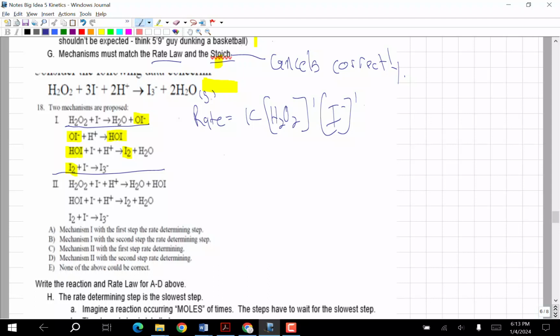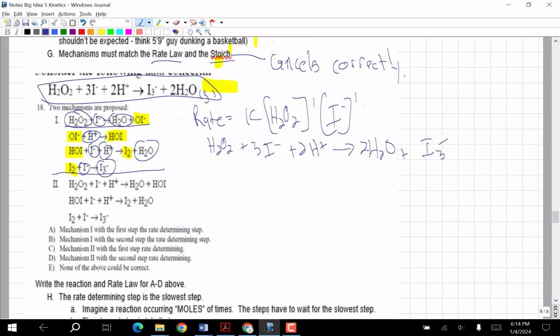On the left-hand side, I have one H2O, I'm sorry, H2O2 plus 1, 2, 3 I negatives. Uh-oh, I missed canceling some H. Oh, nope, they're not canceled, they're in there, plus 2 H positives. See how those are here? Boom, boom. Yields 2 waters plus I3 negative. So that matches up here. So that looks good.